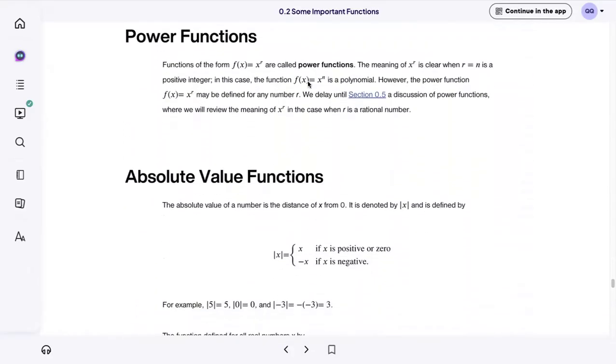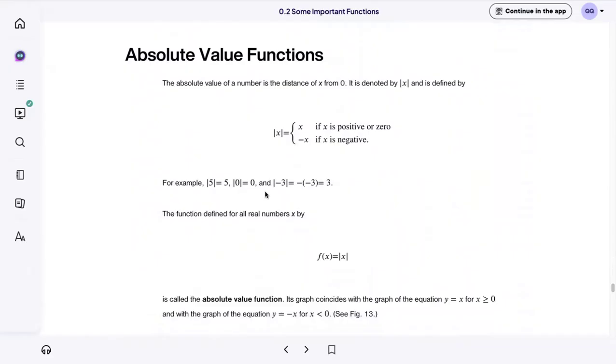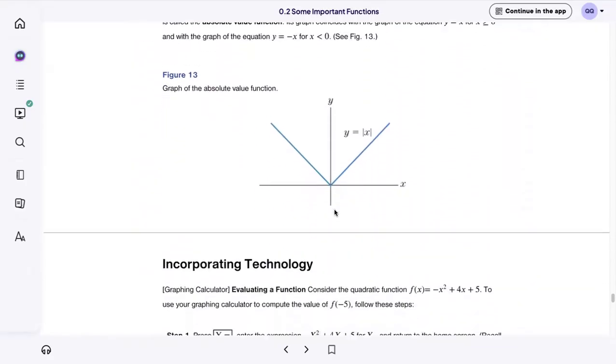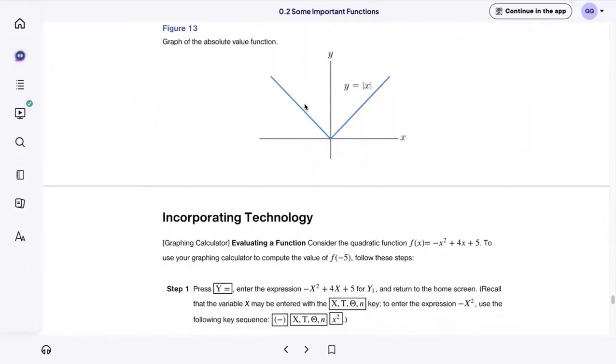Power function. A power function is where we only have the leading term, x raised to the n. Absolute value function: the absolute value of x equals x if x is positive. If x is negative, we negate the negative. Right? Negative becomes positive. The graph is a V shape, because once we take the absolute value of a negative value of x, it becomes positive.